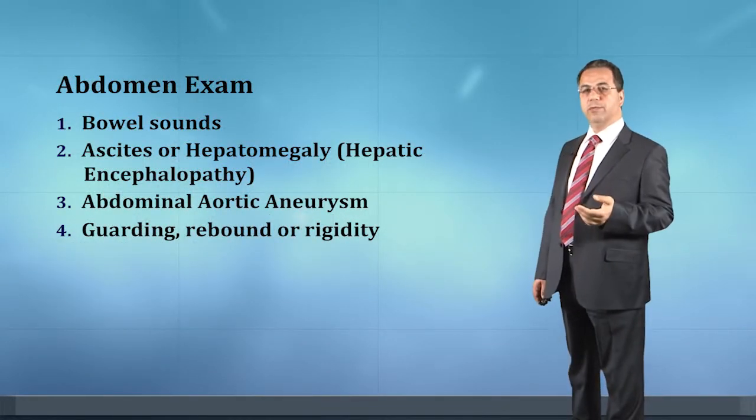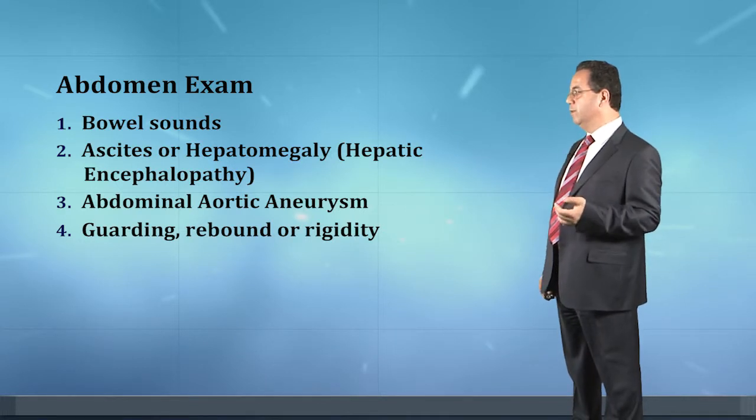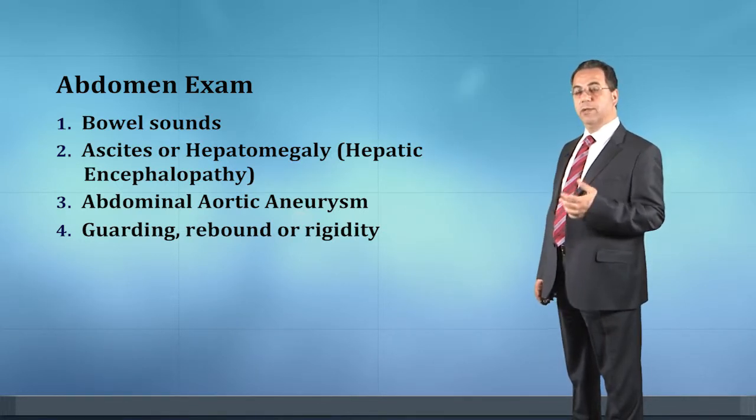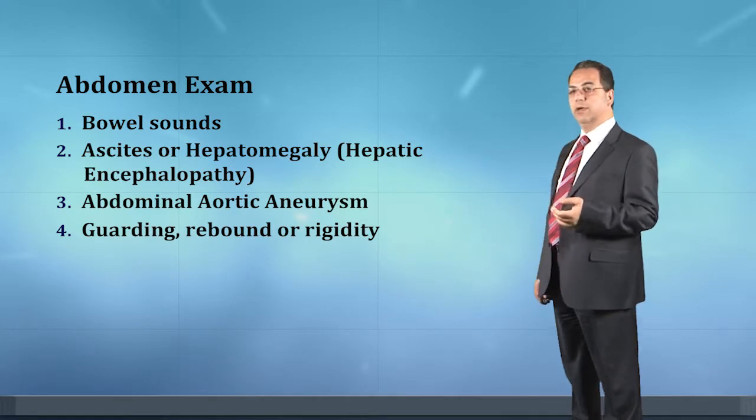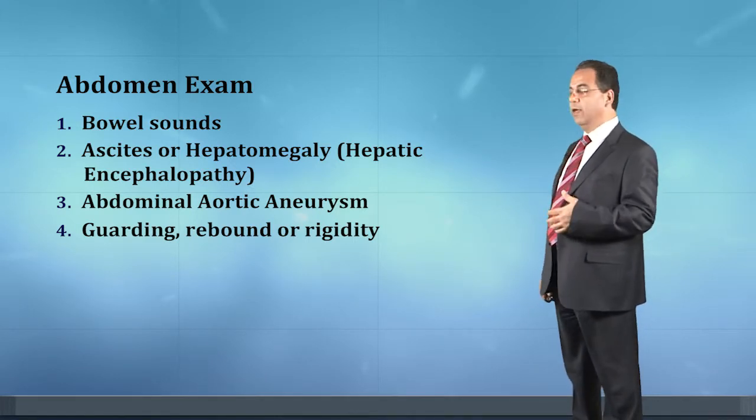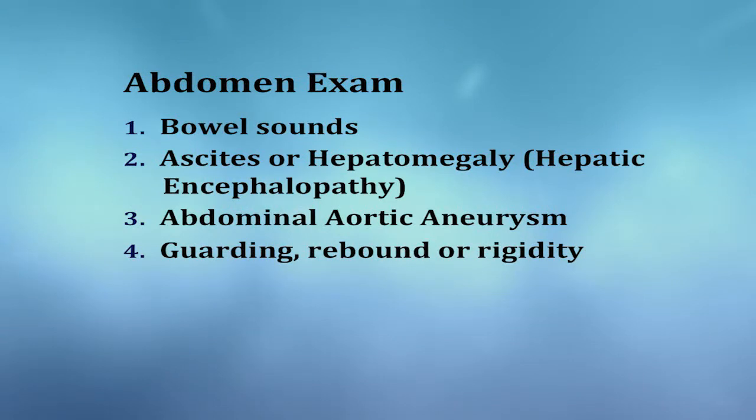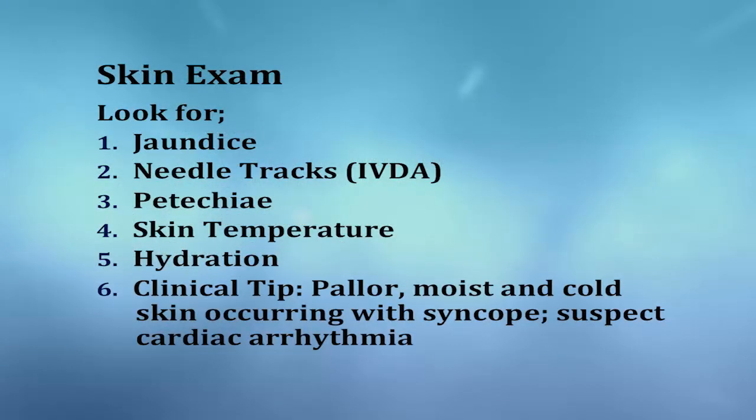You move on to the abdomen: bowel sounds, any ascites, any organomegaly, hepatomegaly. You think of hepatic encephalopathy, any aortic aneurysm, any rebound or guarding or rigidity. On skin examination, look for jaundice, any needle tracks, indication of possible drug abuse, any petechiae, check the skin temperature by touch, hydration status, dehydration.